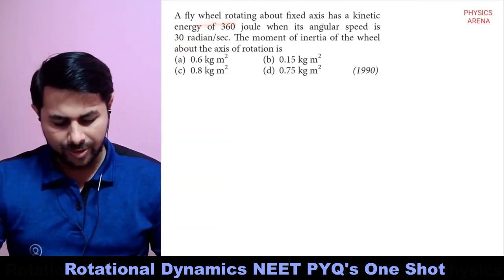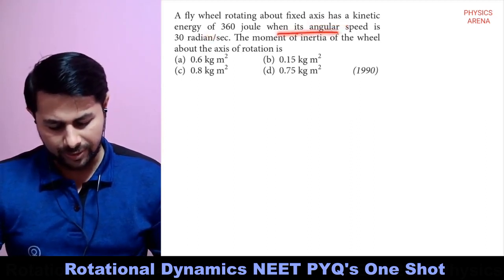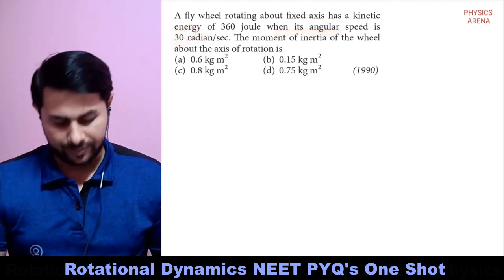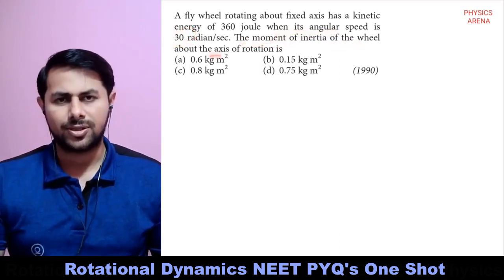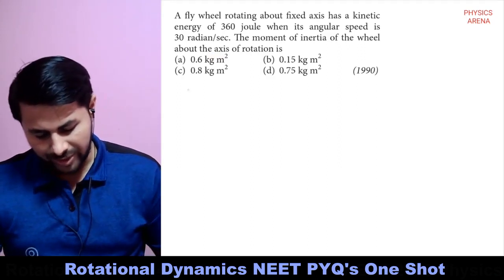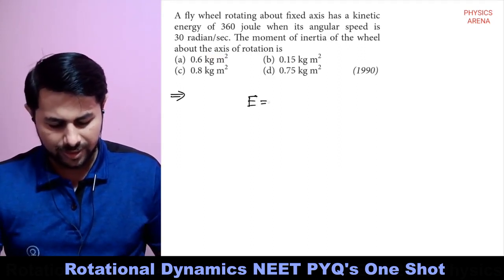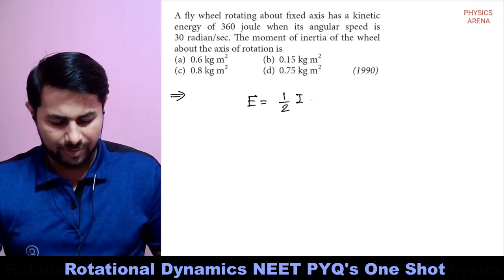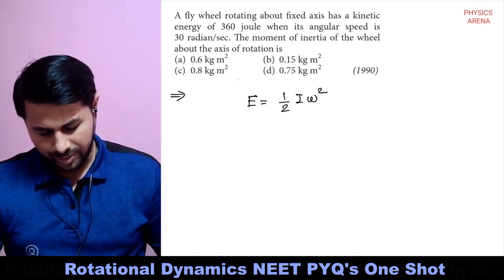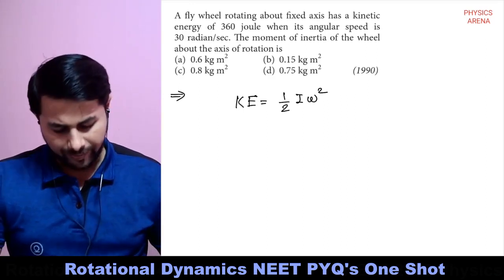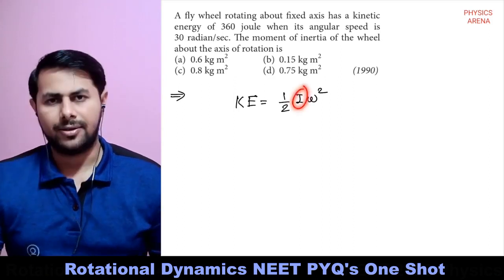A flywheel rotating about a fixed axis has a kinetic energy of 360 joule when its angular speed is 30 radians per second. The moment of inertia of the flywheel about the axis of rotation is, again, a very straightforward, very simple question. The kinetic energy is equal to half of I multiplied by omega square. Let's call it K. So it is half of I into omega square, and you want to find out I.